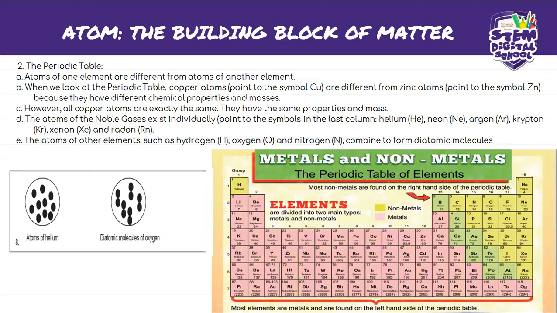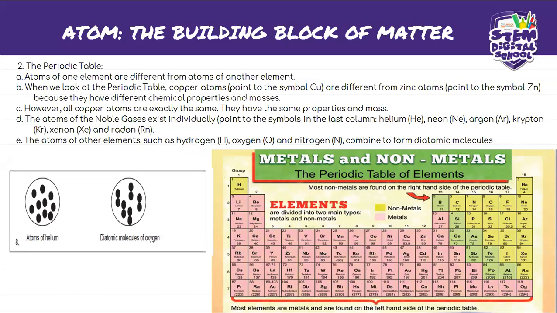Group 8, you have helium, neon, argon, krypton, xenon, and radon. All these ones that look yellow are atoms of the noble gases, or the inert gases. Remember, they don't combine. You see that helium is just He, not H2, Ne2, Ar2. No, they are atoms that exist individually.